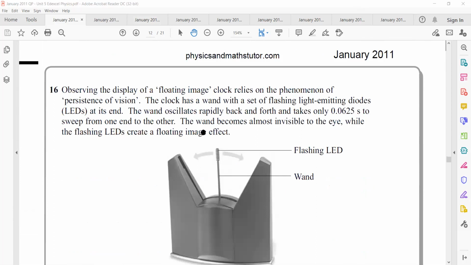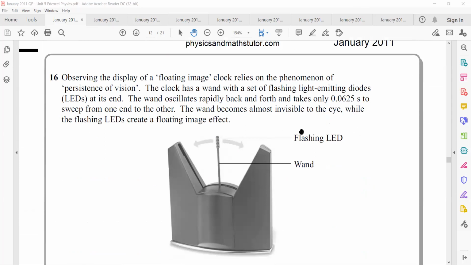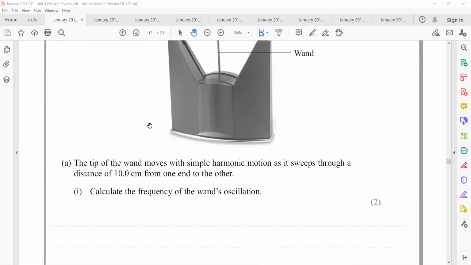Observing the display of a floating image, the clock relies on a phenomenon of persistence of vision. The clock has a band with a set of flashing light emitting diodes. At its end, the band oscillates rapidly back and forth and takes about 0.0625 seconds to shift from one end to the other. So from one place to another, it's taking 0.0625 seconds. It becomes invisible to the eye, and what we see is the floating image effect which is created by these LEDs.